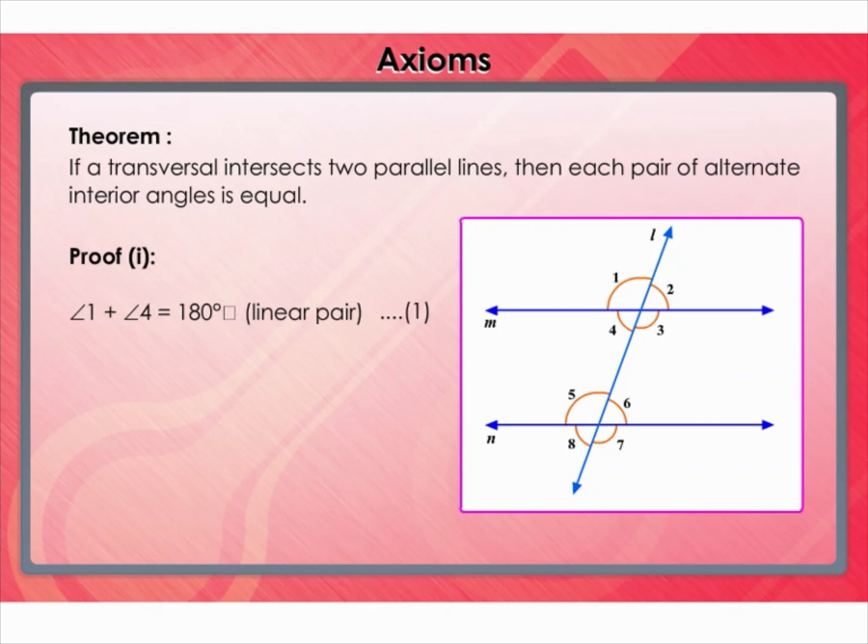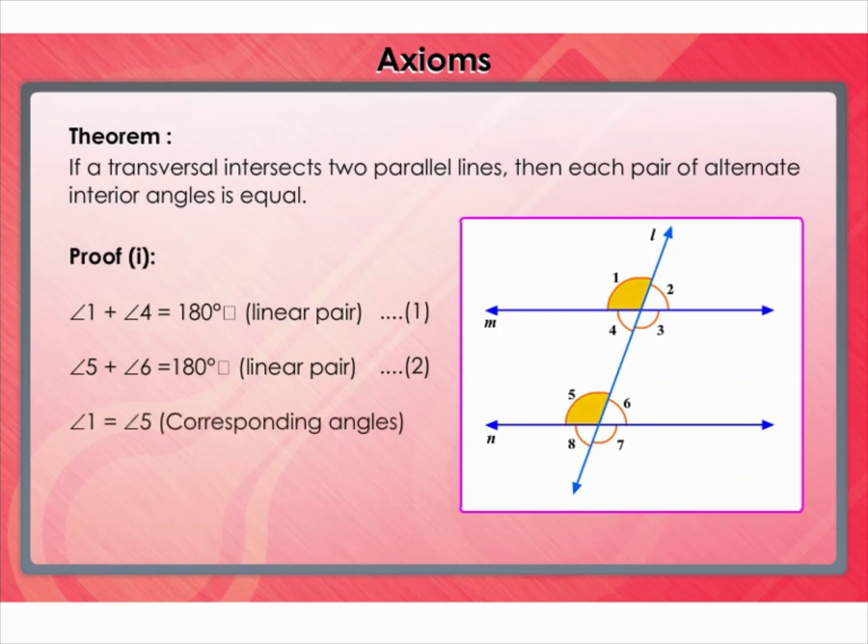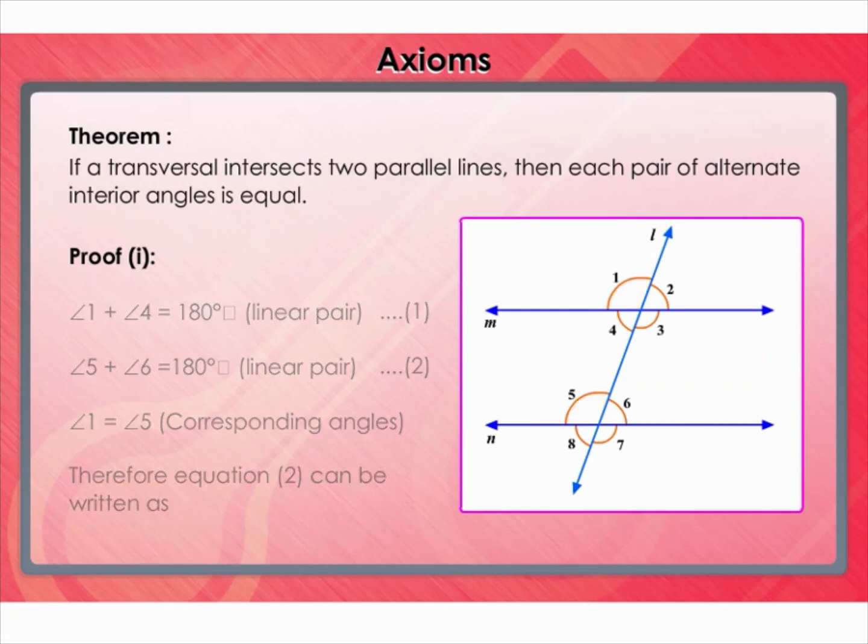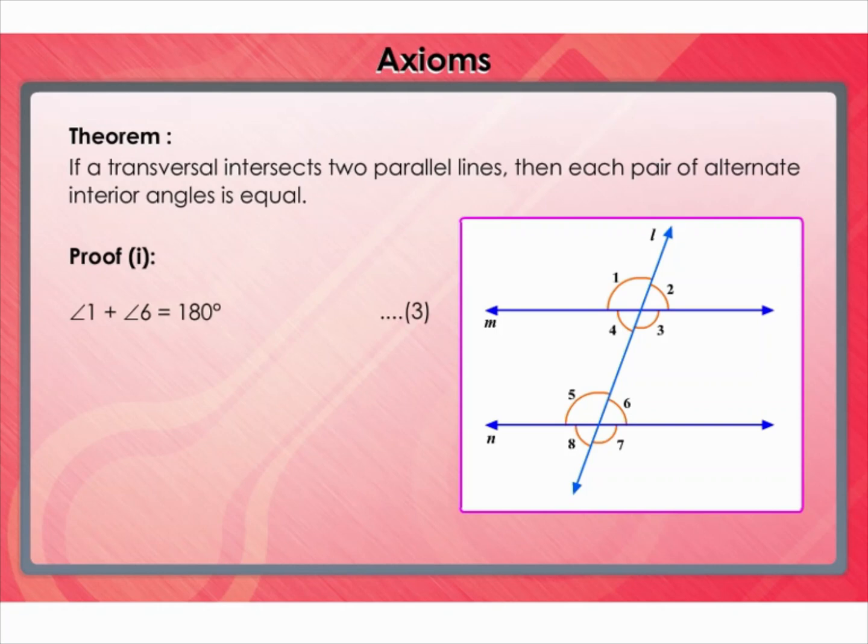Angle 1 and angle 4 form a linear pair, and angle 5 and angle 6 form a linear pair. From the corresponding angle axiom, we know if a transversal intersects two parallel lines, each pair of corresponding angles is equal. Thus, angle 1 is equal to angle 5. Therefore, equation 2 can be written as angle 1 plus angle 6 is equal to 180 degrees. Consider this as equation 3. From equations 1 and 3, we conclude angle 4 is equal to angle 6.